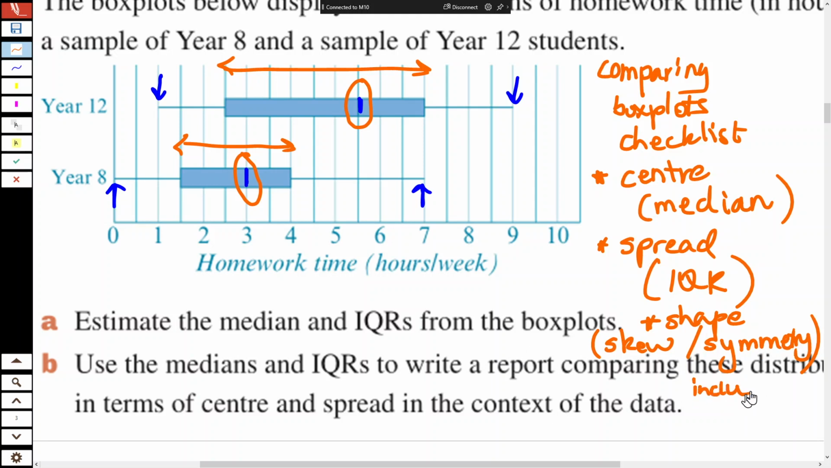Including outliers. If there are outliers in your data, it's a good idea to refer to them as well. So let's look again at the box plots. How would you describe the shape using one of three terms? Symmetric, positively skewed, or negatively skewed? Let's start with the year 12 box plot. How would you describe the shape of that one, Ben?